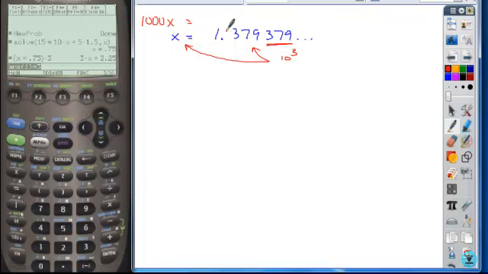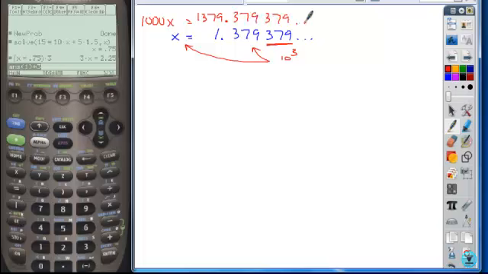And then when I multiply this number by 1,000, basically whatever the power of 10 is, that's how many decimal places you move the decimal. So if we move this 3 places to the right, 1, 2, 3, we get the number 1379. And then everything repeats, 379, 379.